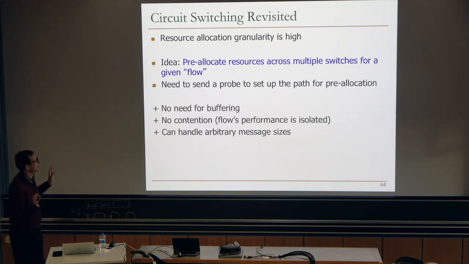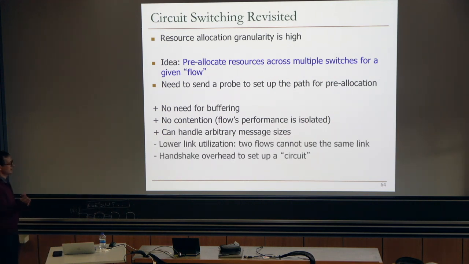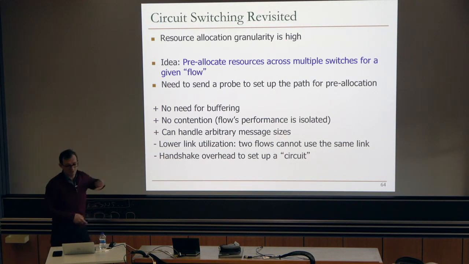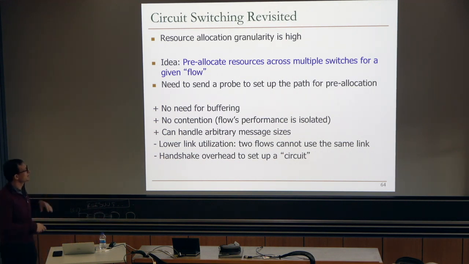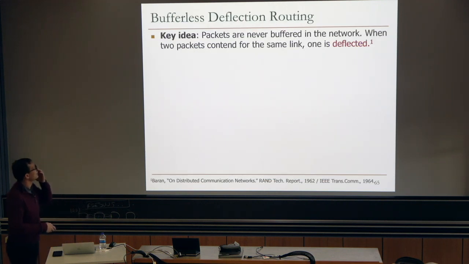Of course, there are a lot of benefits: no need for buffering, no contention for that flow, and you can handle arbitrary message sizes. This is a different way of thinking about circuit switching than I mentioned before. But as we discussed, you get lower link utilization because two flows cannot use the same link, and you get handshake overhead to set up a circuit. Okay. So circuit switching is actually very good for bufferless, as you can see, because there's inherently no need for buffering. But when you're packet switched, you can also be bufferless. That's the second flow control method.